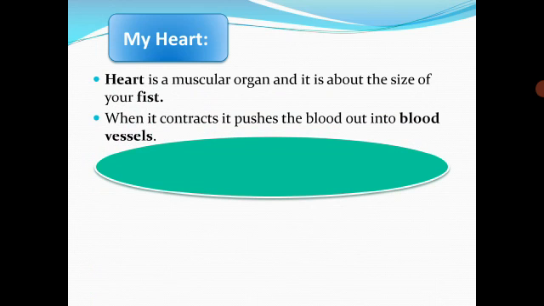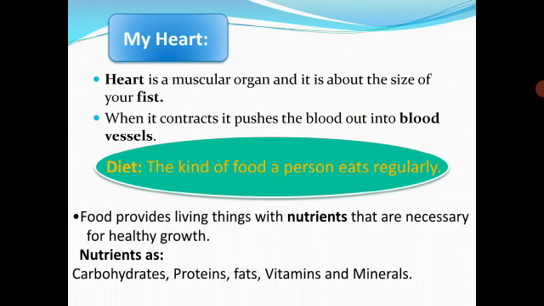Now let's come to another point, which is diet. Diet is the kind of food a person eats regularly. We knew that food provides us with nutrients that are necessary for healthy growth. What about nutrients? Nutrients like what? Can we see nutrients? No. You know that food contains nutrients. A specific food isn't a nutrient. What are nutrients? Nutrients are carbohydrates, proteins, fats, vitamins and minerals.